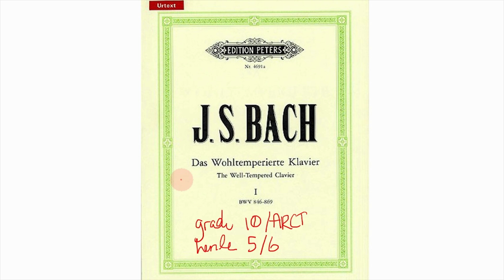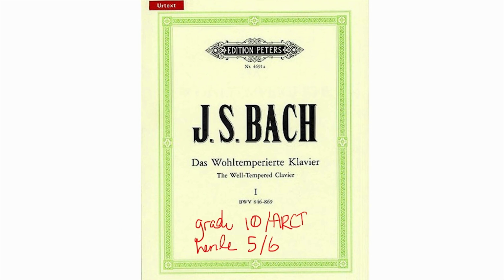The Well-Tempered Clavier is a great keyboard collection of preludes and fugues, which Bach paired together. So there's a prelude and a fugue pair for each of the 24 keys of the piano. So there are 24 preludes and fugues in this collection. So that includes the major keys and the minor keys.